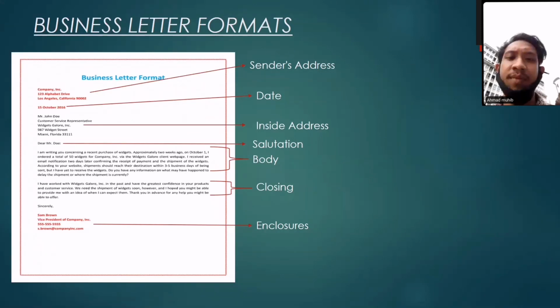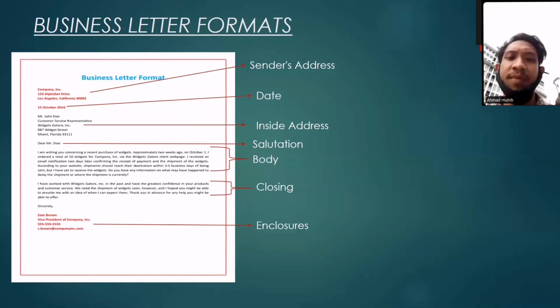The next one is the inside address. The inside address is the recipient address. It is always best to write to a specific individual at the firm to which you are writing. If you do not have the person's name, do some research by calling the company or speaking with employees of the company. Include a personal title such as Mr., Miss, or Doctor, and other than that.